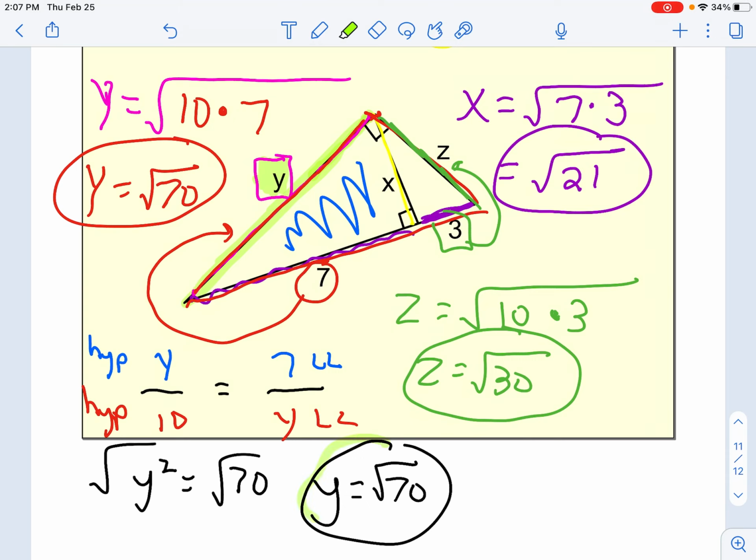So again, most of the time you can use either method, either using the shortcut theorems or by using similar figures to set up a proportion. But that's the end of the video for 7.